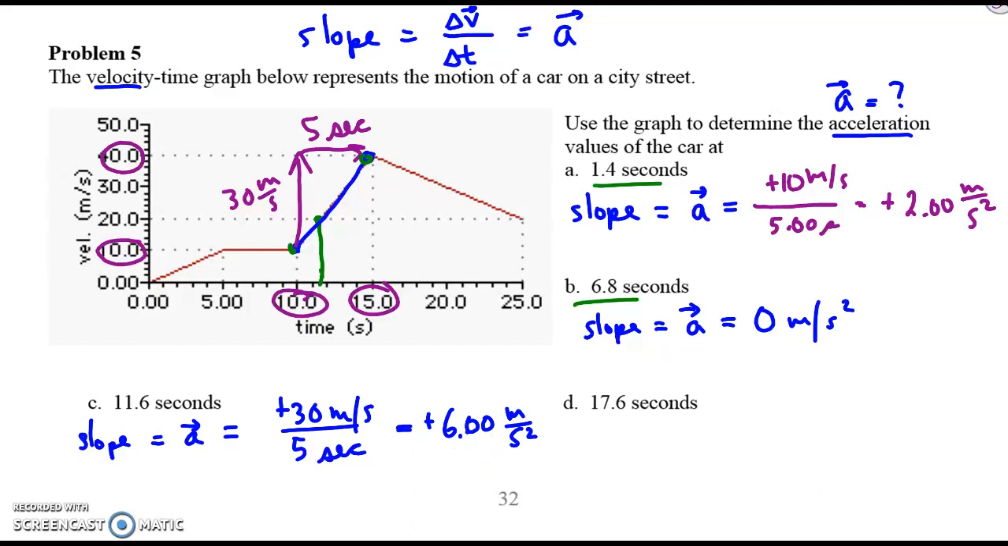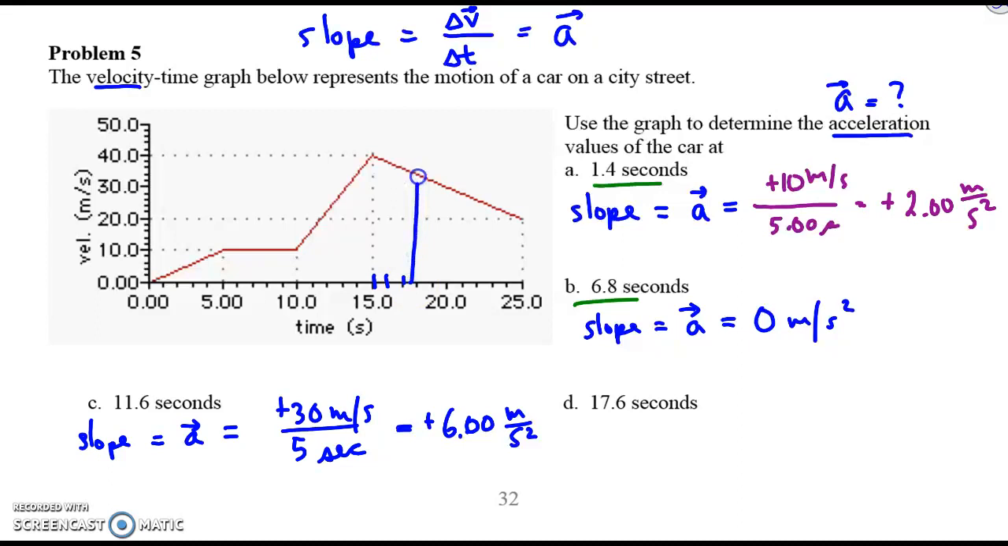Finally, part D. Find the acceleration at 17.6 seconds. Okay, 15, 16, 17.6. Trace over. And again, fortunately, I don't have to figure out what this precise coordinate is. I can use the two endpoints on this straight line because the straight line has one value of slope. And that tells us the acceleration for all of these times from 15 all the way to 25 seconds.